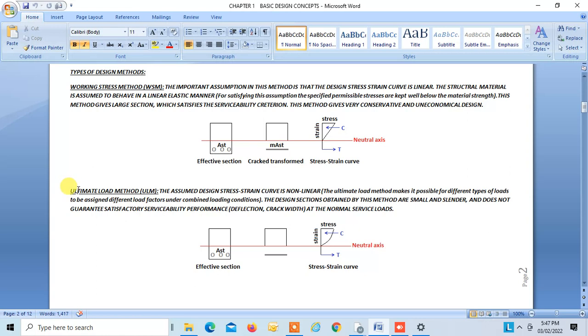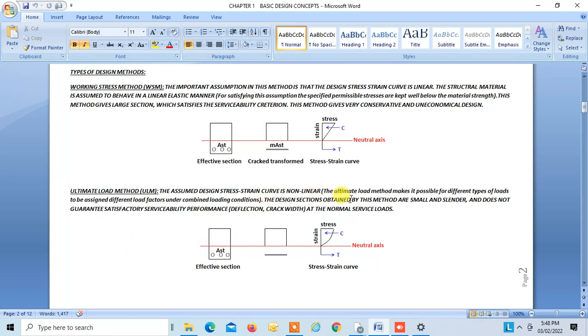Now comes the ultimate load method. The assumed design stress strain curve is non-linear. The ultimate load method makes it possible for different types of load to be assigned different load factors under the combined loading condition. That means you can apply different load factors to dead load, live load, wind load, earthquake load, and you can also form different load combinations, after which you have to form an envelope and take the maximum moment and shear for which the structure has to be designed.